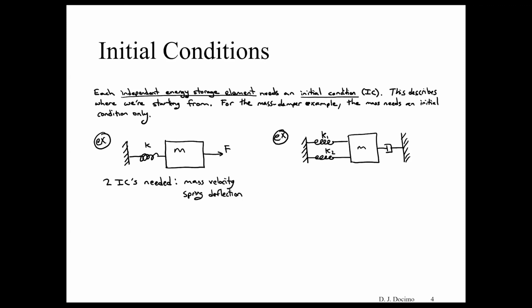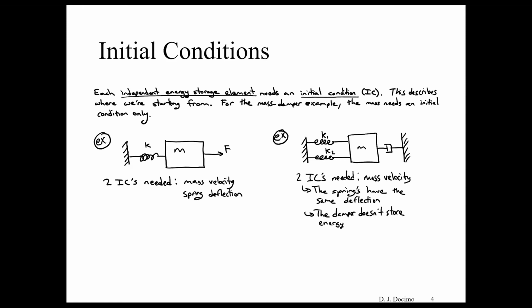Now, for another example, let's consider a mass with two springs in parallel and a damper on the other side. In this case, we still need two initial conditions. We need the mass velocity, as with before, but the springs, they're in parallel. They have the same deflection. They're not independent, so we only need the deflection of one to figure out the other. So we only need an initial condition for one of those deflections, which will be the same as the other. And since the damper doesn't store energy, we don't need an initial condition for that guy either.